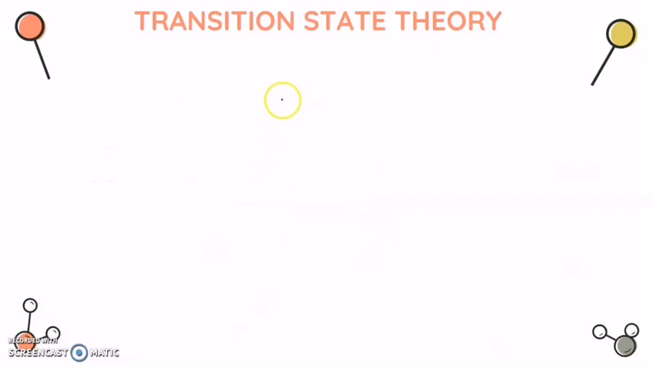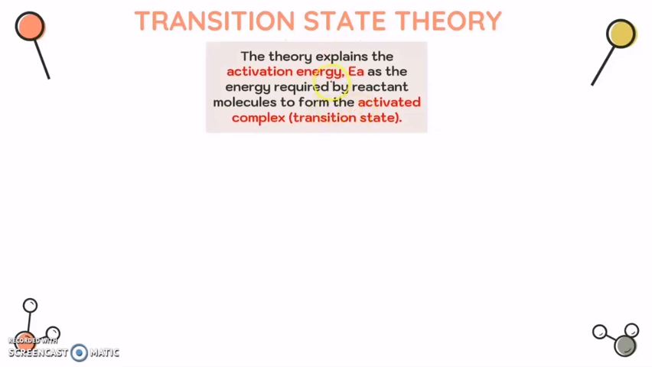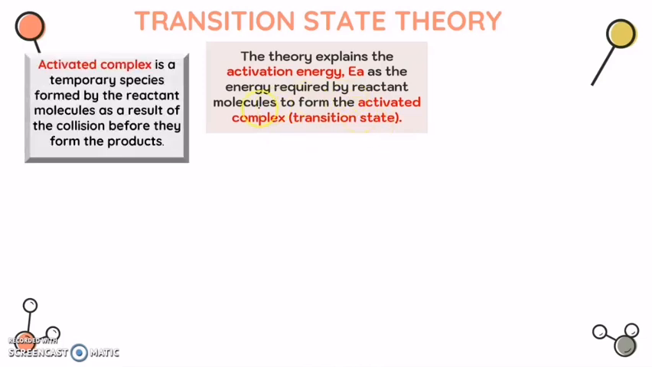Next, let's learn about the transition state theory. It is the theory that explains the activation energy, EA, as the energy required by reactant molecules to form the activated complex at the transition state. The activated complex is a temporary species formed by the reactant molecules as a result of the collision before they form the products. The activated complex exists at the transition state.